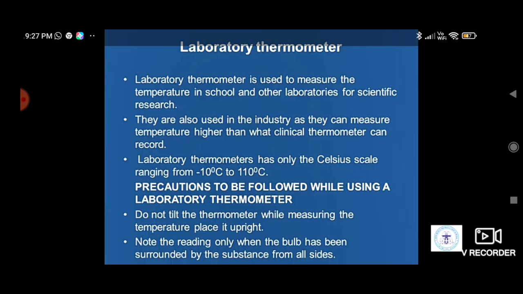So what are the precautions for the laboratory thermometer? The precautions to be followed while using a laboratory thermometer: Do not tilt the thermometer while measuring the temperature. Place it upright. Note the reading only when the bulb is surrounded by the substance from all sides.